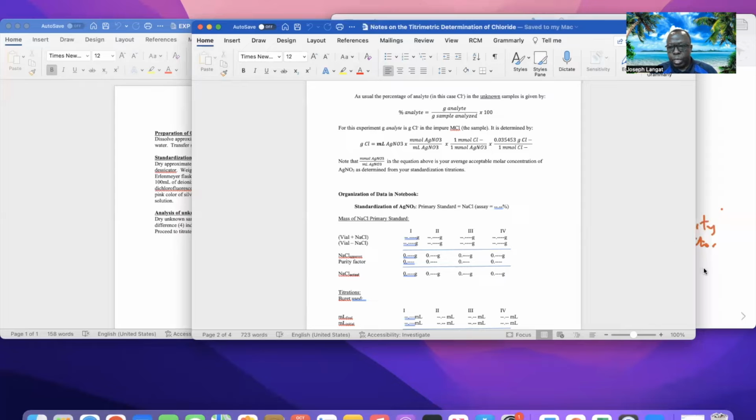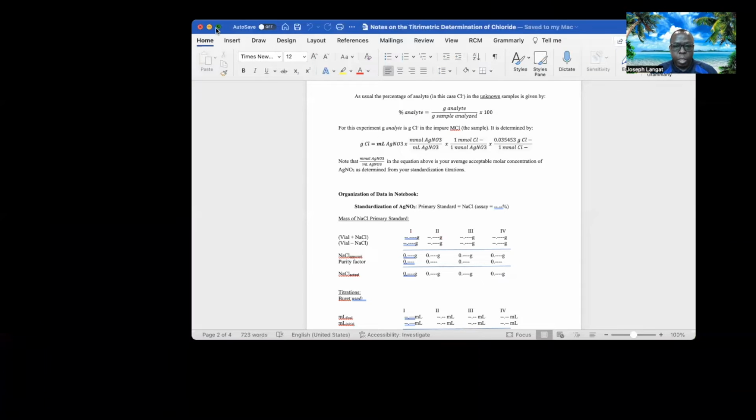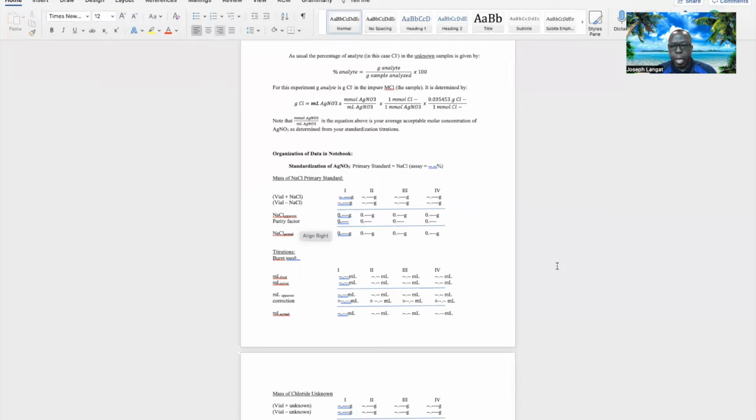You will perform the titration for each trial 1, trial 2, trial 3 using, look here, using either buret A or B. If you're using buret A, all right, indicate the buret here if it is A or B. You need to have the calibration curve.